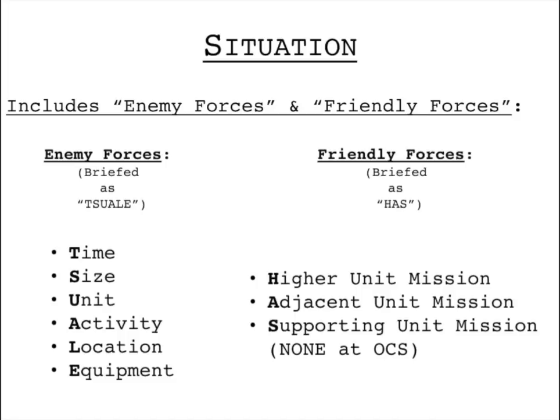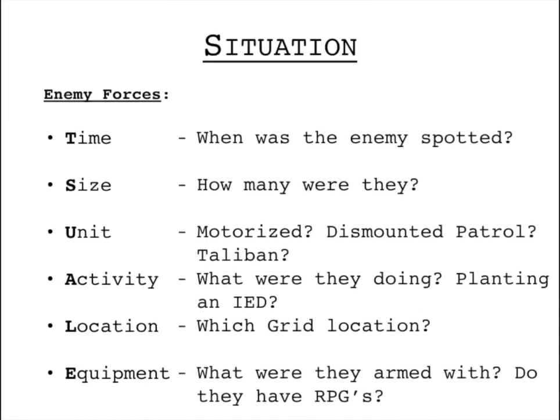So let's start with the enemy forces. So TSWALI stands for Time, Size, Unit, Activity, Location, and Equipment. So time, when was the enemy spotted? 2 hours ago? At what time? Size, how many enemy personnel were there? Unit, was it a motorized unit, a dismounted patrol? Which organization are they from? Were they Taliban? Activity, what were they doing? Establishing an ambush position? Planting an IED?